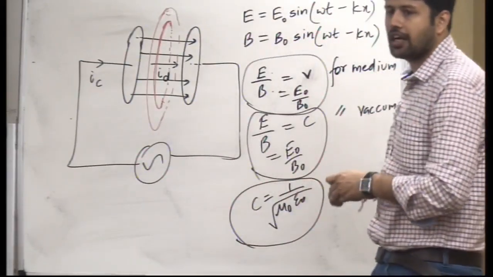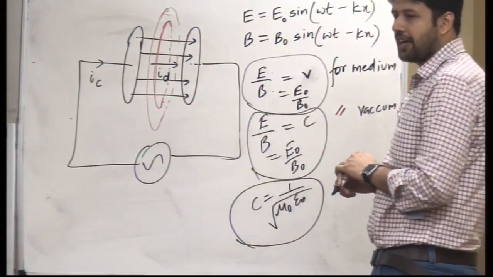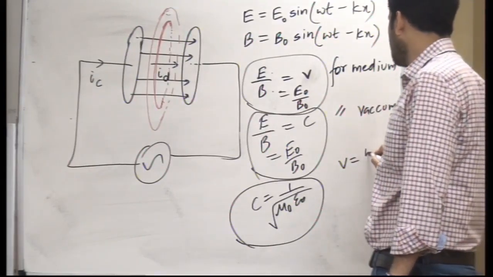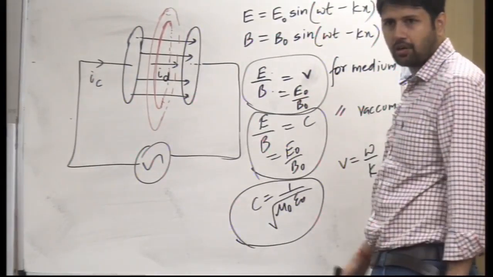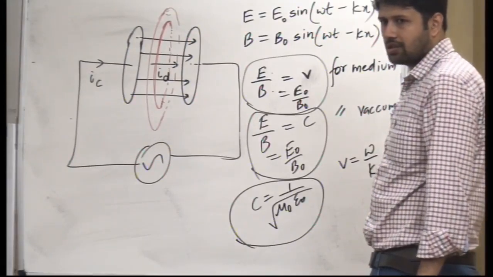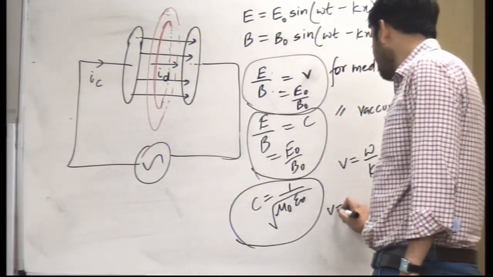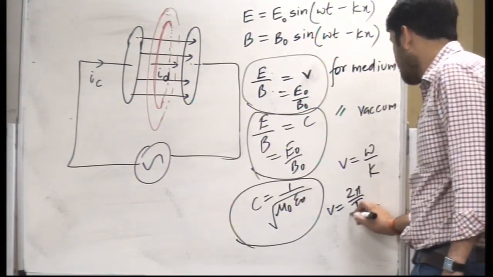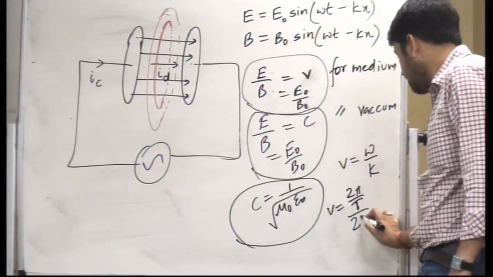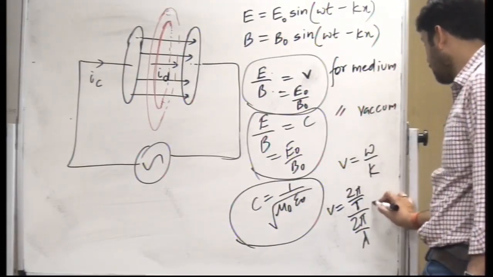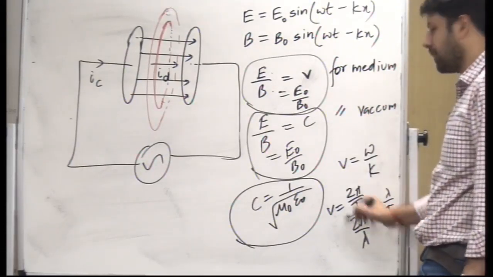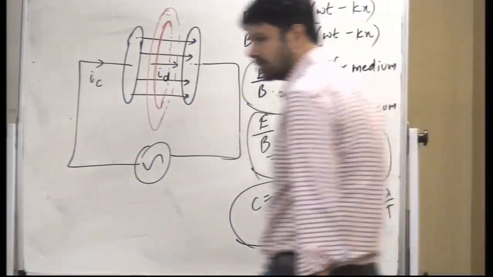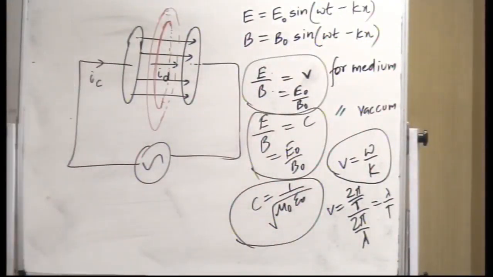One more thing which is valid for any wave: the wave speed is given by omega by k. You remember how? Omega is 2 pi by T, where k is the angular wave number, which is 2 pi by lambda. So if you solve it, it's lambda by T, distance traveled by time taken. Please remember this as well. This is valid for any type of wave.